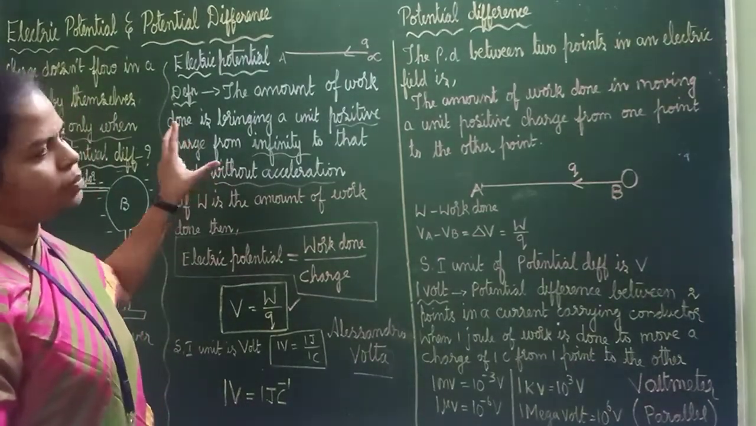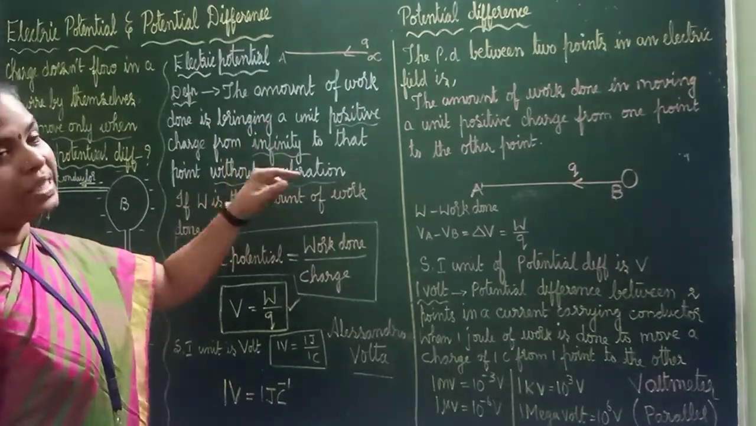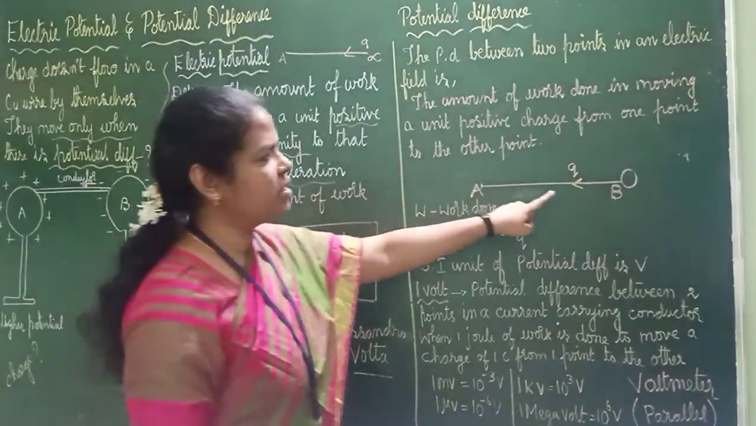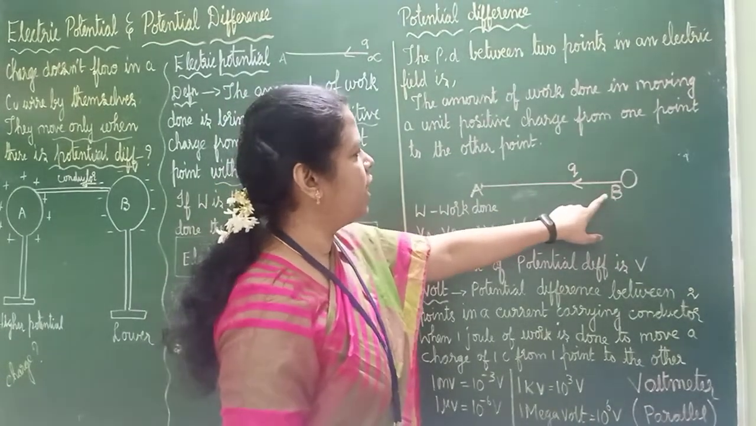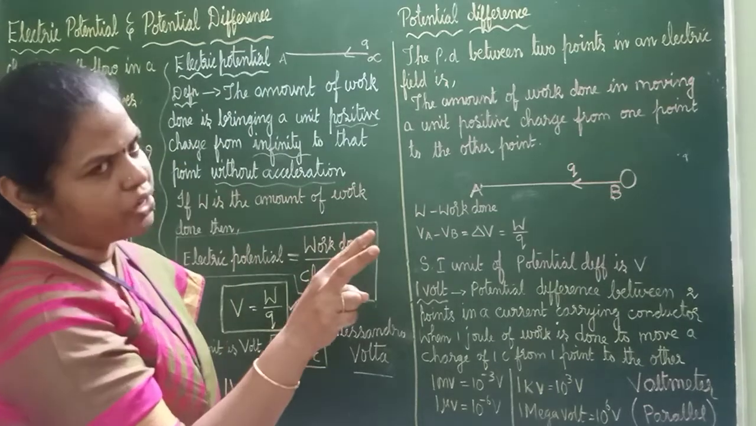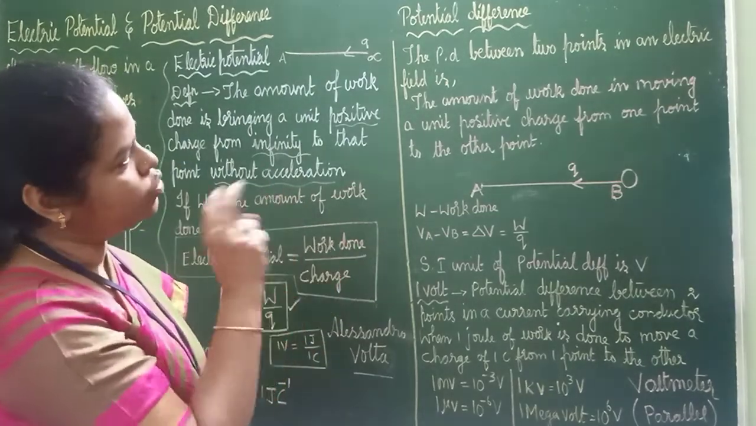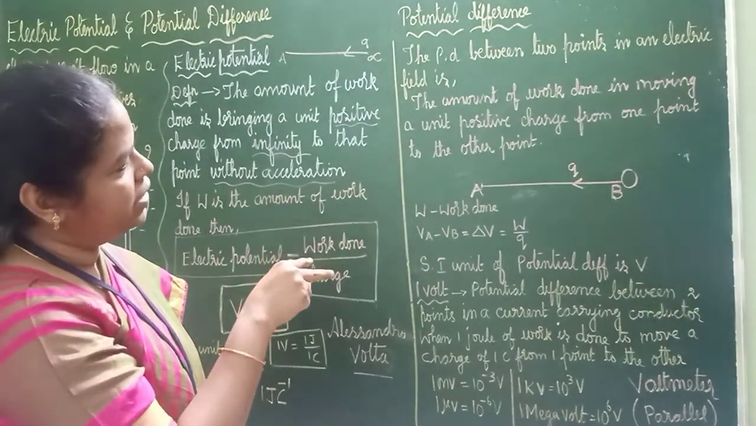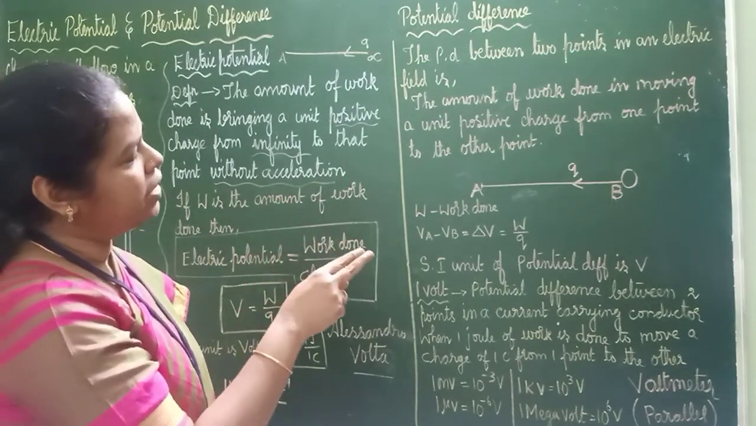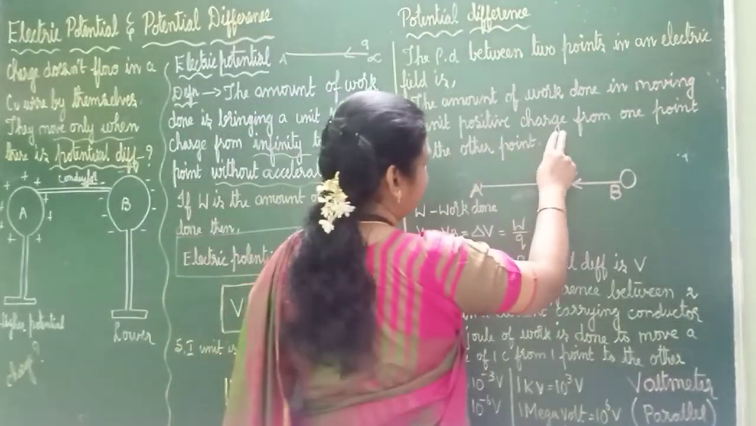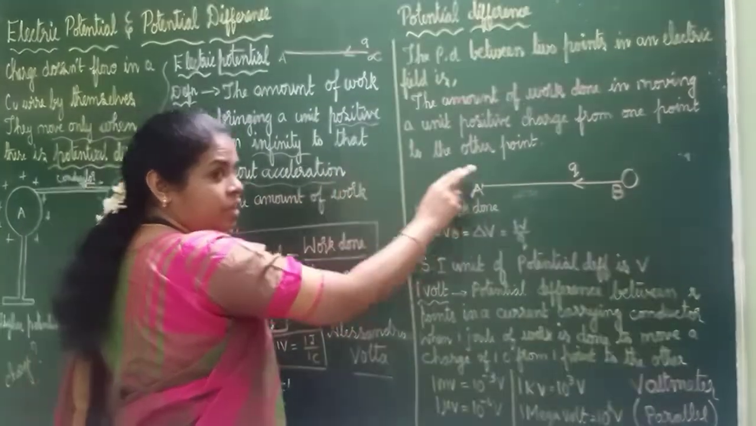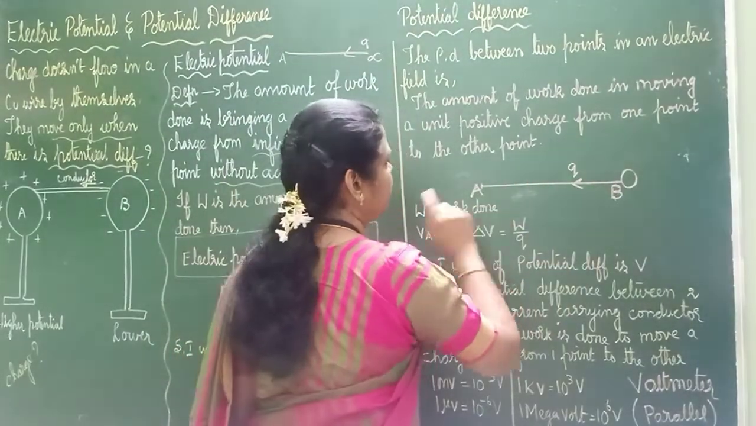This is electric potential. But what is potential difference, we will see. Here I have taken only one point. But here if you see, two points I have taken, A and B. The potential difference between two points: here it is only one point, there it is two points in an electric field. How is it defined? The amount of work done in moving a unit positive charge from one point to the other point. Here it is only to that point. Here it's from one point to the other point.